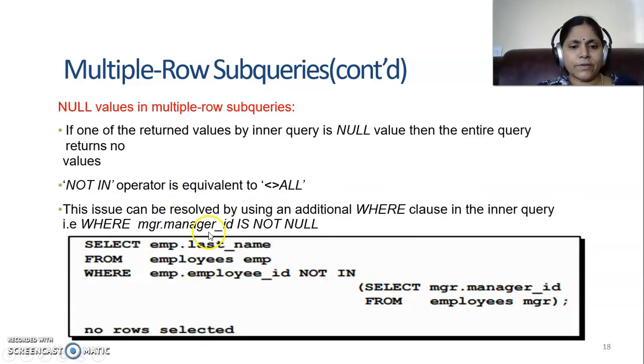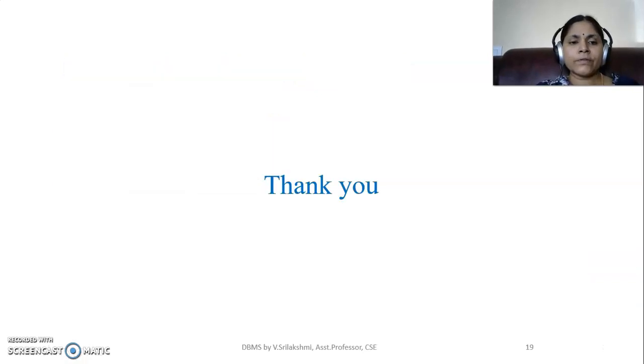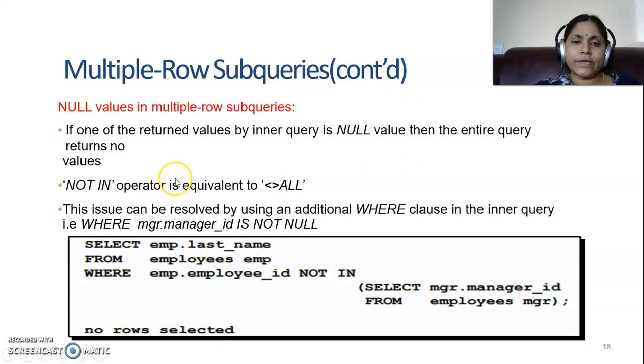We also have the not in operator while using multiple row subqueries. So select mgr.managerID from employees mgr, and here not in, as we can understand, means those which are not available; the remaining will be displayed using the main query. In this way we can use subqueries, single row subqueries and multiple row subqueries.